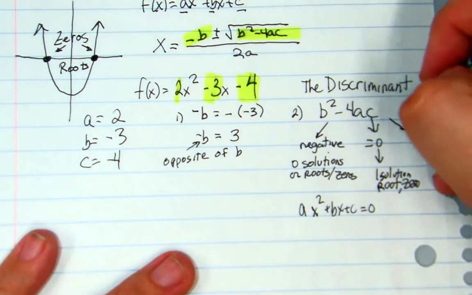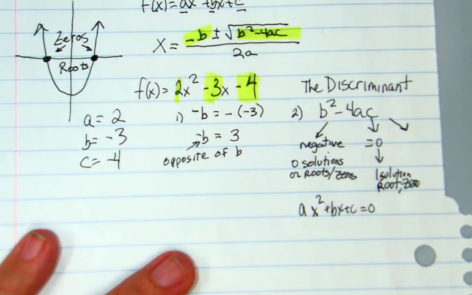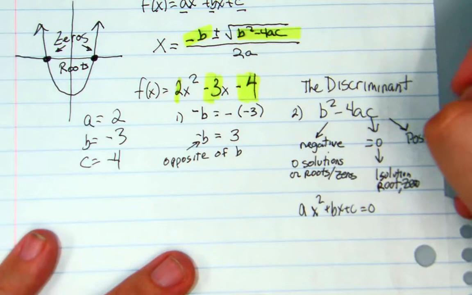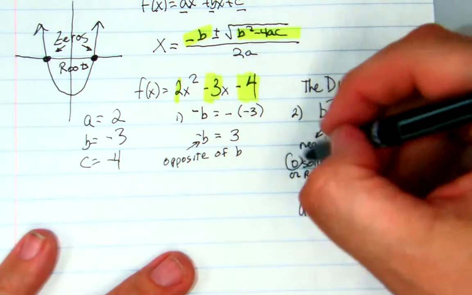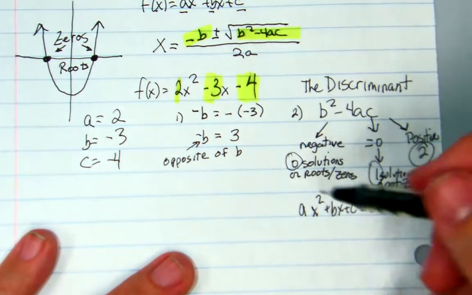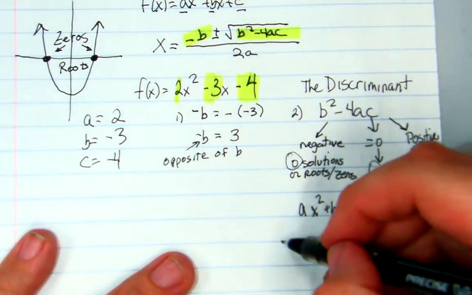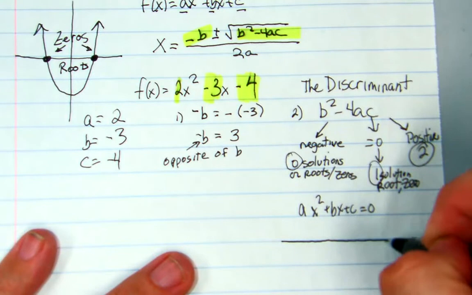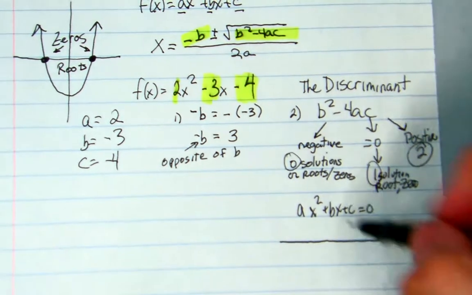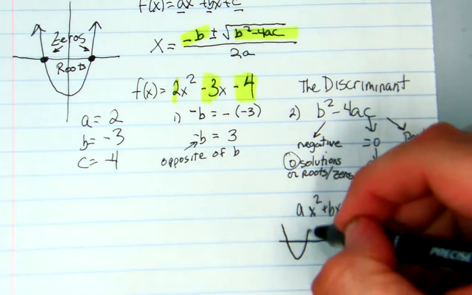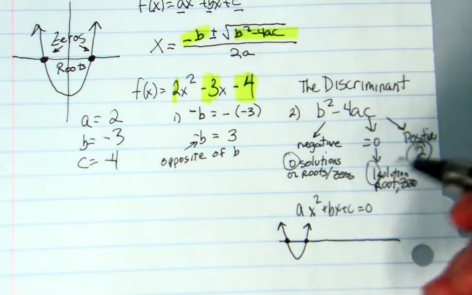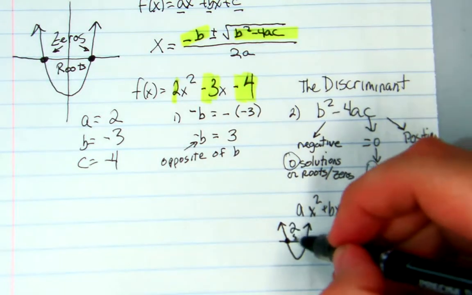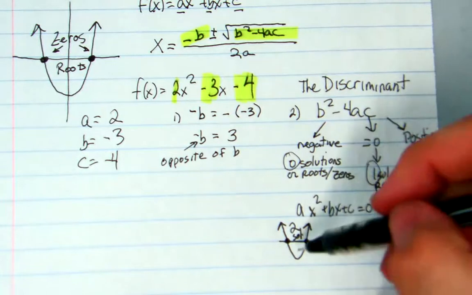And if it's positive, we get 2 solutions. So you're going to get 0 solutions, 1 solution, or 2 solutions. And the graph is either, say that's your x-axis, the graph is either going to hit it twice. That's your 2 solutions, or 2 roots, or 2 zeros.